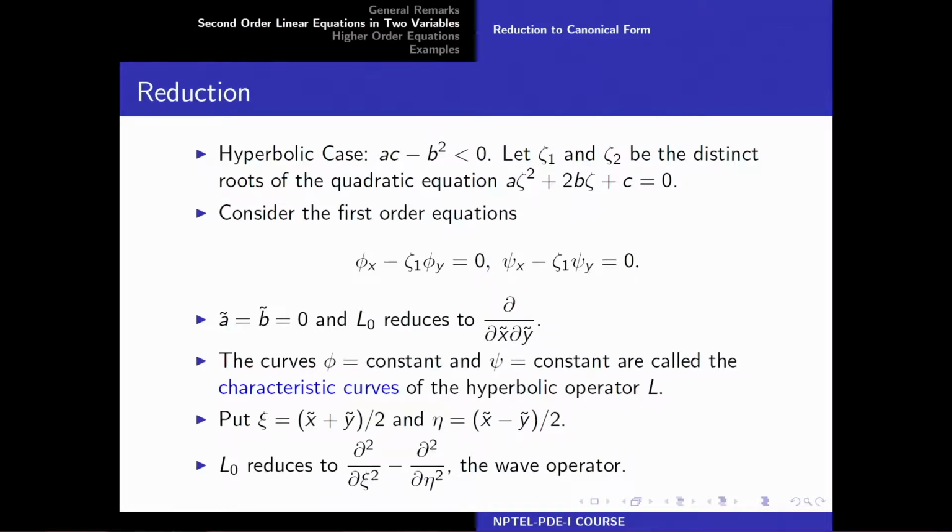So, this is a very simple transformation. The curves phi equal to constant and psi equal to constant are called characteristic curves of the hyperbolic operator L. In this case, just like the first order equation, here there are second order equations, so there are two characteristic curves, two families of characteristic curves. And this mixed second order derivative we can convert into pure second order derivatives by this simple transformation.